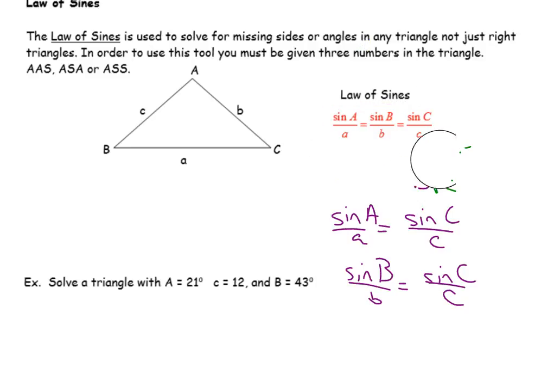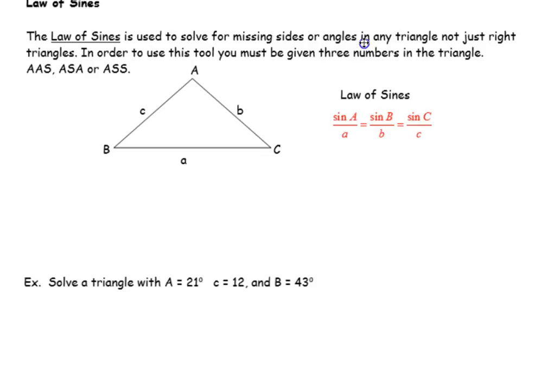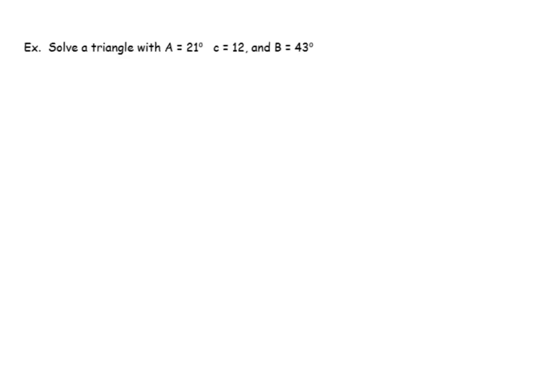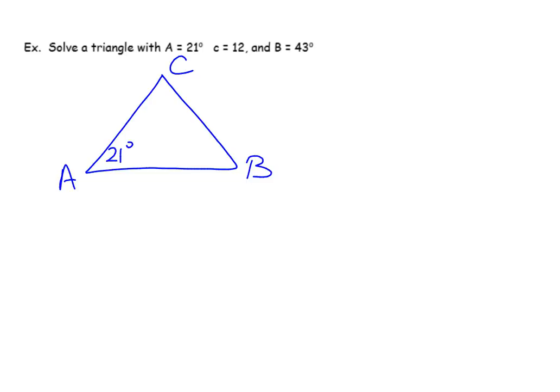Now let's take a look at how we can use the law of sines to actually do a math problem. Look at this problem here. It says, solve a triangle where you know that angle A is 21 degrees, side C is a length of 12, and angle B is 43. Well, let's take a look at this. I'm just going to draw some triangle, and it doesn't have to be drawn to scale. I'm going to call this angle A, angle B, and angle C. Well, I'm told that angle A is 21 degrees, and I know that angle B is 43 degrees.